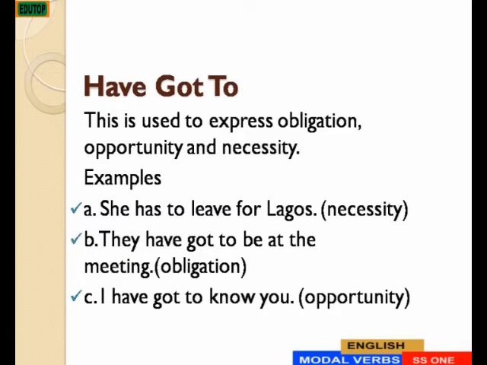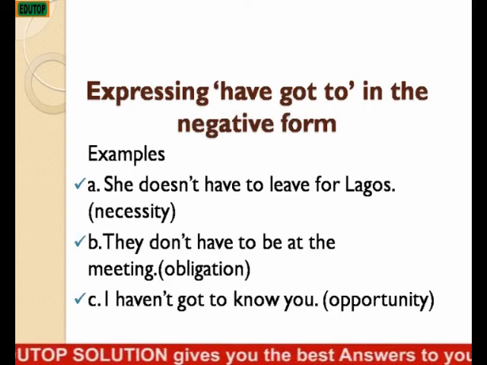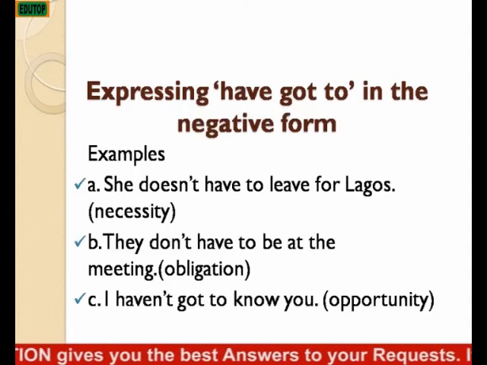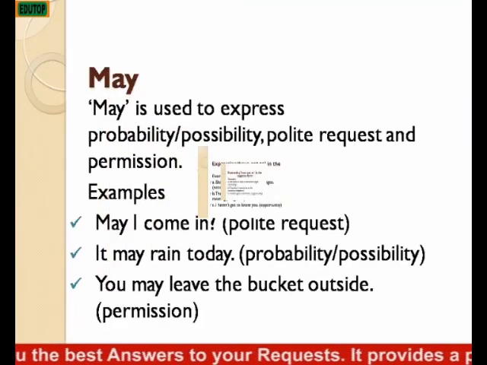I have got to know you. This is expressing opportunity. Have got to could be used in the negative form. Examples: she doesn't have to leave for Lagos. This is expressing necessity. They don't have to be at the meeting. This is expressing obligation. I haven't got to know you. This is expressing opportunity.